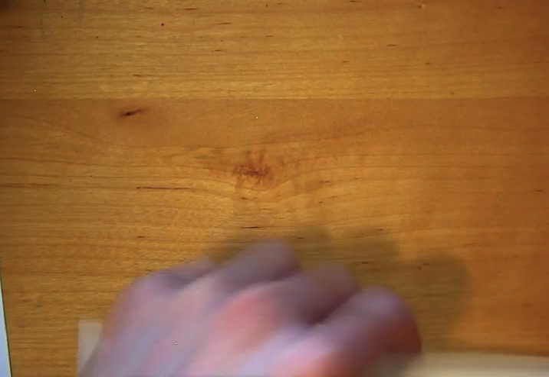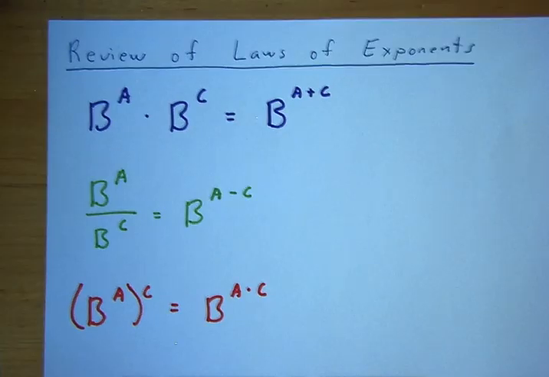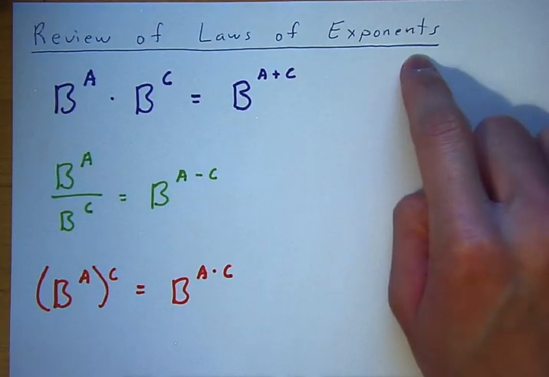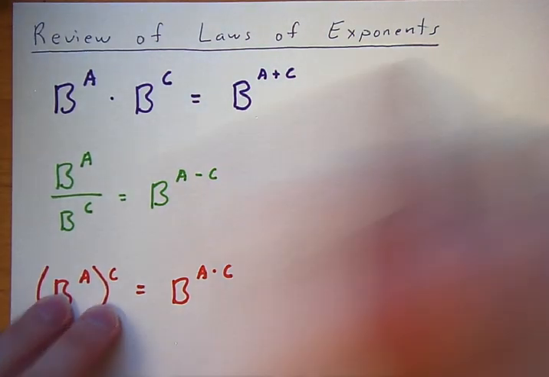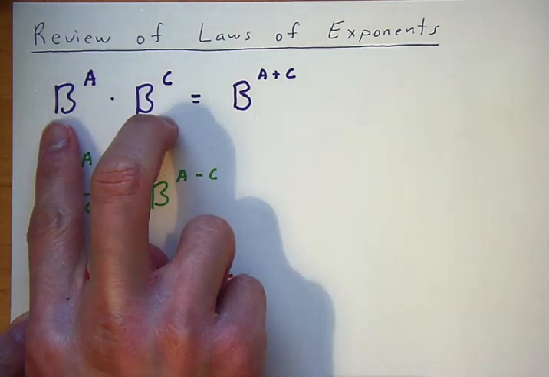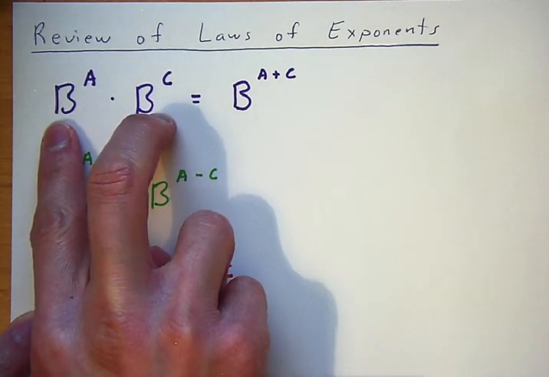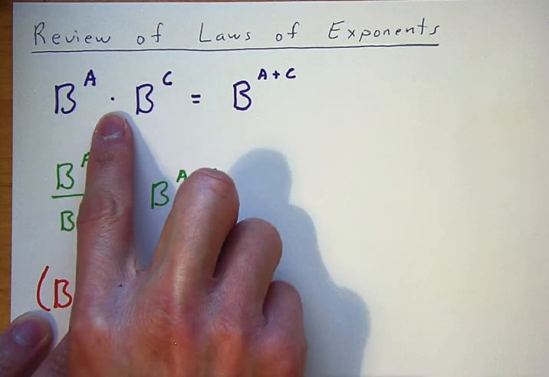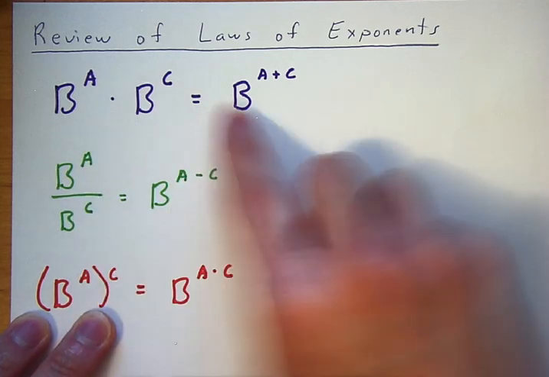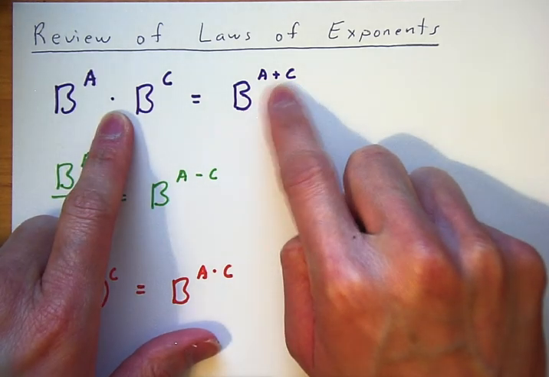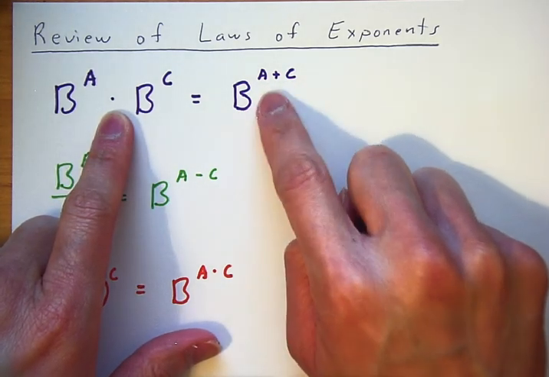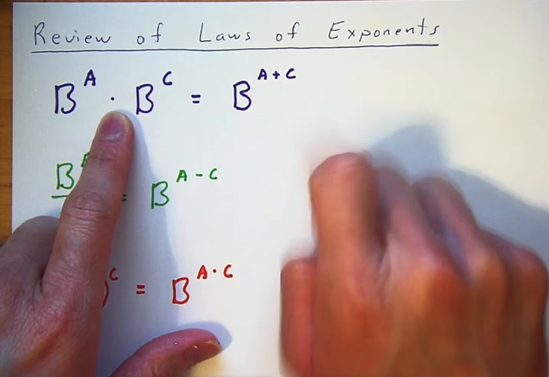Okay, so in order to prove those three properties, first I'm going to have us review the laws of exponents. So if you have two with the same base multiplied together, then it is the same as that base, and then you're basically adding the exponents. So if you're multiplying two of them together, then it's the same as adding the exponents together.